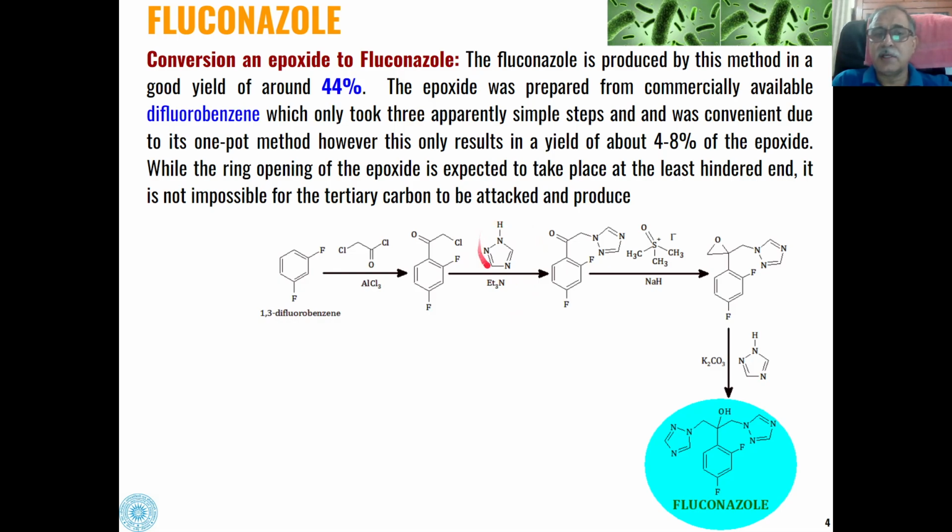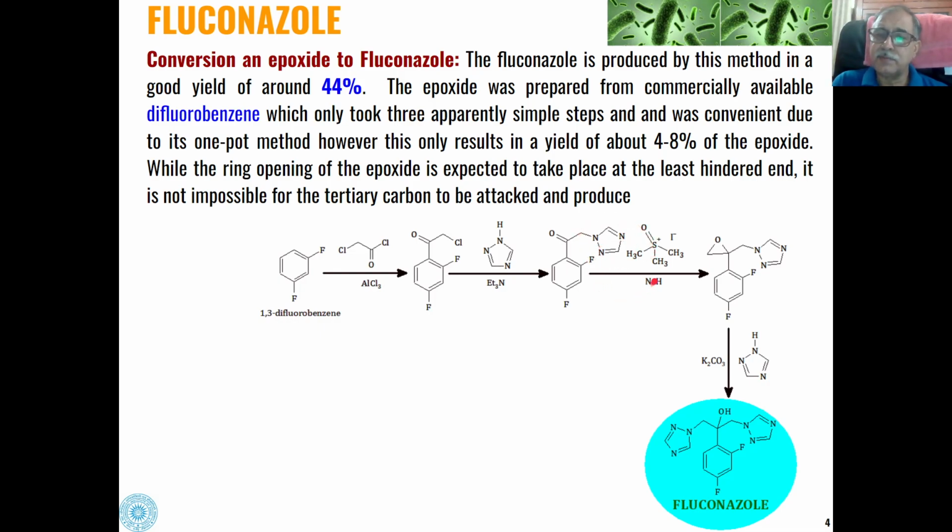And then this compound prepared will react with the triazole in presence of triethylamine. Basically, a nucleophilic substitution reaction will take place. This nitrogen will act as a nucleophile and attack this carbon with the elimination of this halogen. So H from here, Cl from here, we will get this type of triazole derivative.